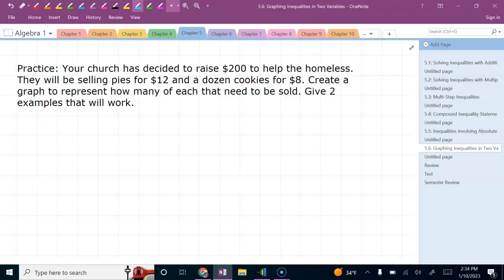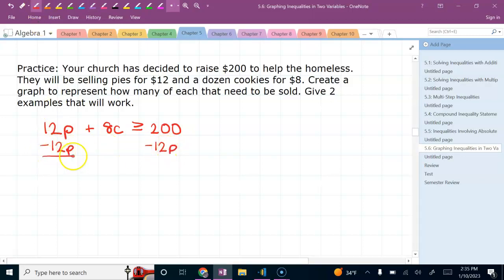Okay, so what I would have done is written out an equation first. How I started it is I did 12p for the pies, $12 for a pie, and then I added that to 8c for the dozen cookies. And I need to raise $200 at least, but I could always raise more than that. More would be great. So greater than or equal to 200. I solved for c, so I subtracted 12p. So I had 8c greater than or equal to negative 12p plus 200.